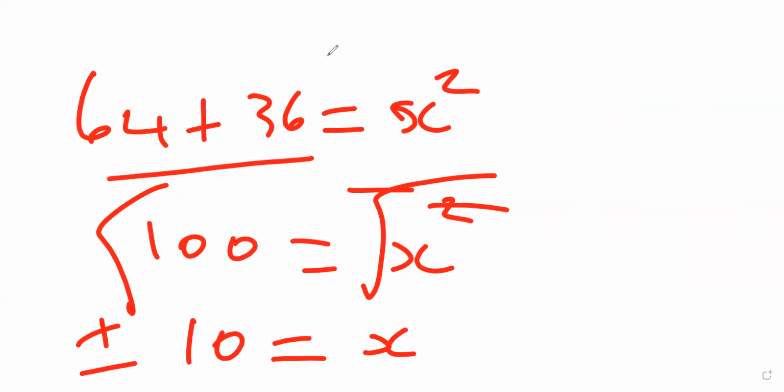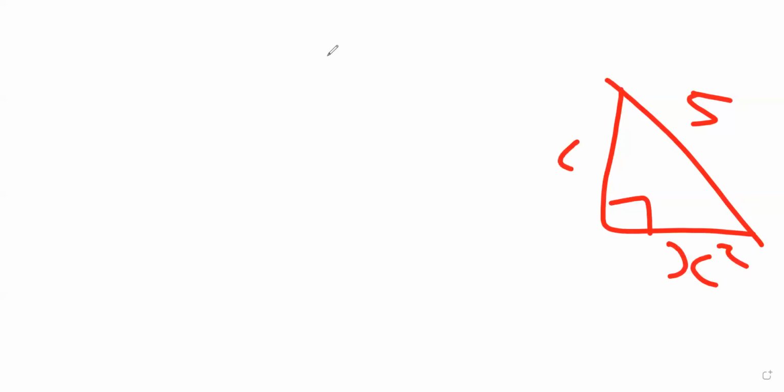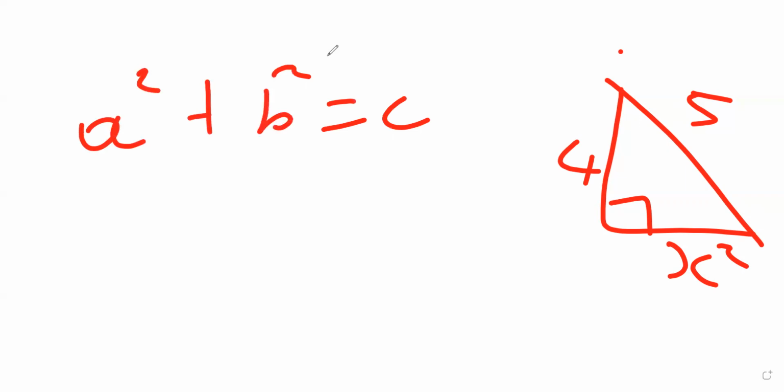Let's do another one, and let's do this one when one of the shorter sides is missing. So it's x right there. I'm going to put down 3 right there. Now if I don't give this triangle any label, I could just say a squared plus b squared is equal to c squared.